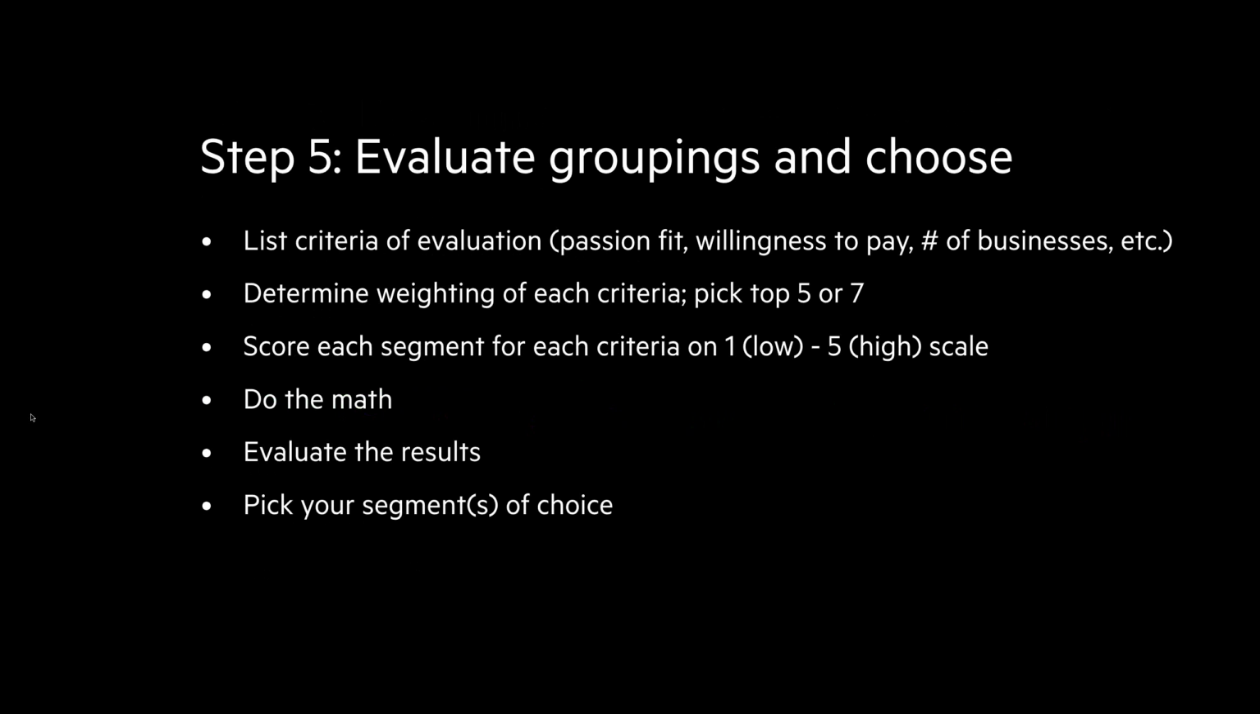And then you're going to weight each one of those, in what's called a 100-point exercise. You get 100 points, you've got the 5 different criteria that you're going to use to evaluate, and you're going to apply those 100 points across them. So maybe passion fit is my most important, and I'm going to give it 40 points. Then maybe willingness to pay is my second most important, so I'm going to give it 30 points. Maybe the size of the market that it sits in is the third, so I'm going to give it 20 points, and whatever that last criterion is, 10.